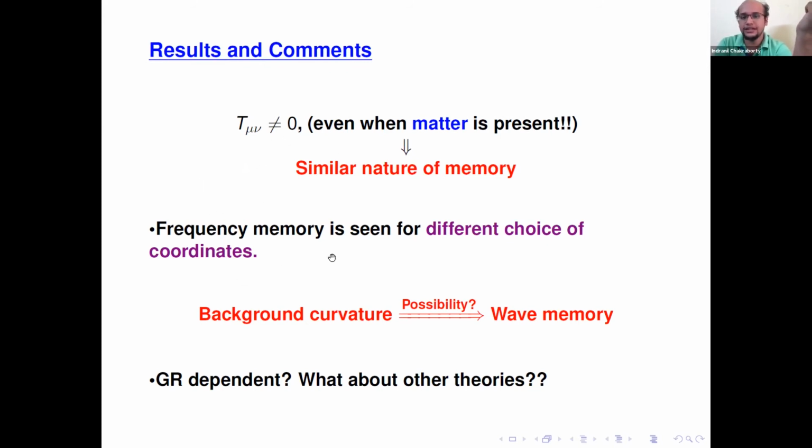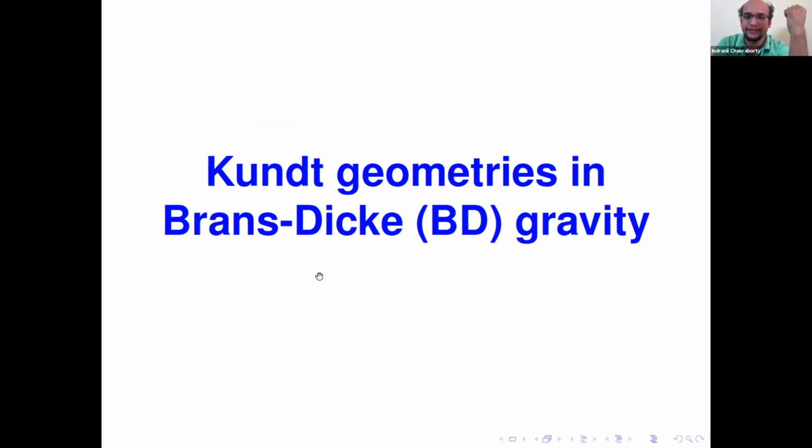This frequency memory is also seen for different choices of coordinates; if you go to a different gauge, you find this frequency memory. So this led us to wonder whether there is a relationship between the memory effect and the background curvature. Is it only GR dependent? What about other theories? So this we examine in the simplest scalar tensor theory, that is Brans-Dicke.